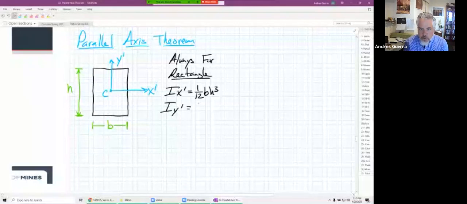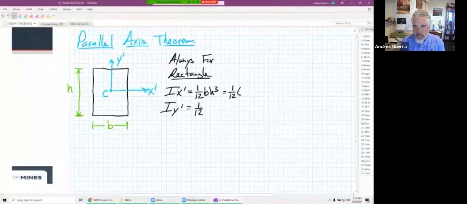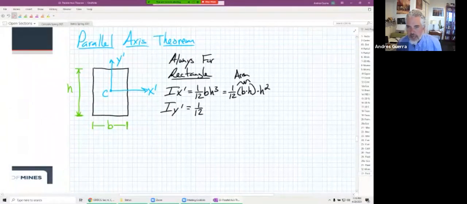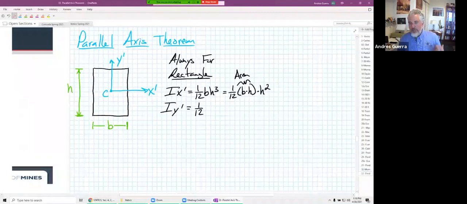Iy prime is 1/12. Actually, before I fill out the rest of it, let's go back and think about conceptually the moment of inertia. It's the second moment of area, right? And if I pull the area out of this, I have B times H. The area of that rectangle is B times H. And then, rearranging that formula, wouldn't it be the area times H squared?